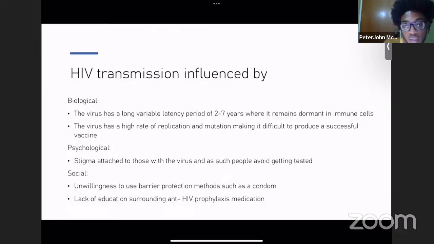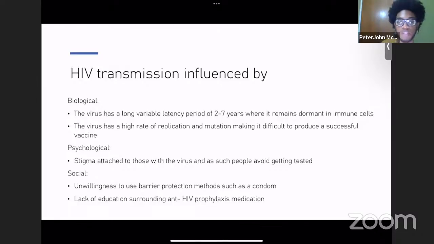So biological: long variable latency period, and it's dormant. So again, people a lot of times don't even know that they have it. A feature of viruses is that when they replicate, they mutate. So it's really hard to treat viruses, really hard, right? So it's hard to vaccinate against viruses. That's just the nature of viruses in general.